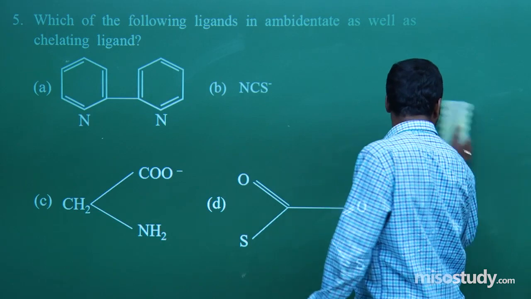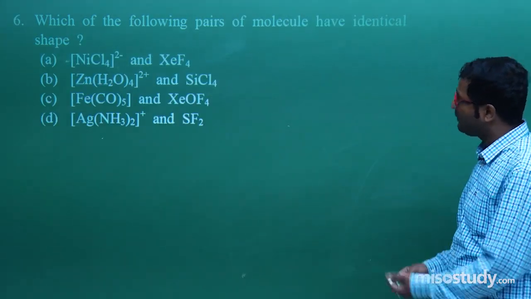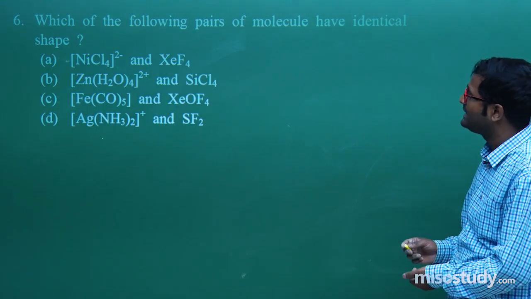Now let's move to the next question, next section of the questions. Question number 6. Which of the following pairs of molecules have identical shape?